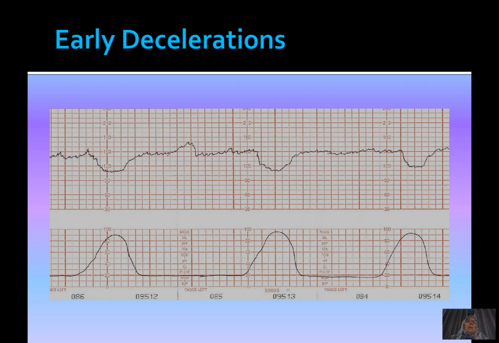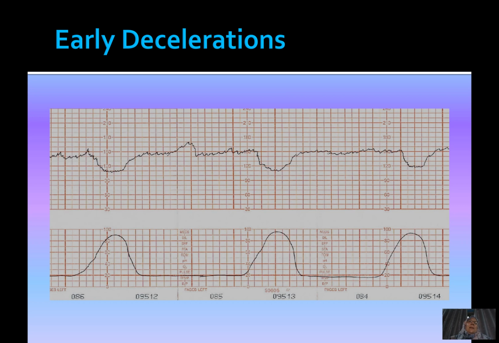Okay, so let us now look at decelerations on the CTG. We have, as we said last time, 3 forms of decelerations. These are early decelerations, late decelerations, and variable decelerations. We start with early decelerations, and this is a typical picture for early decelerations. You see contractions in the CTG, only 1 every 10 minutes.